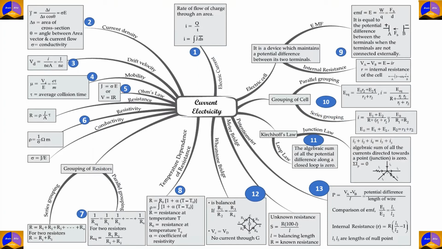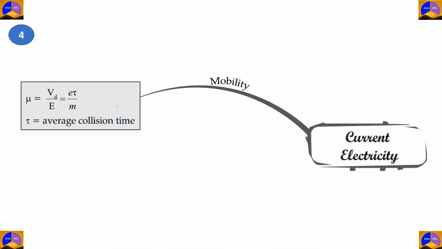Let's move on to a quantity known as mobility. Mobility is the measure of the drift velocity divided by the electric field acting on the current carrying conductor. Therefore, the formula for mobility, which is represented as mu, is Vd divided by E, where Vd stands for drift velocity and E stands for the electric field.